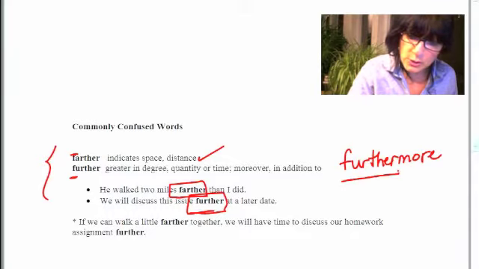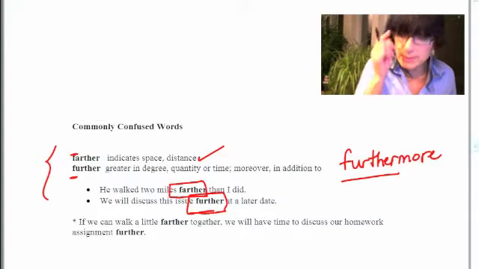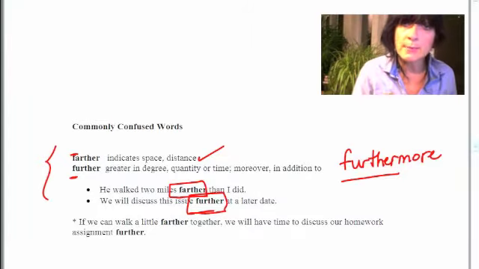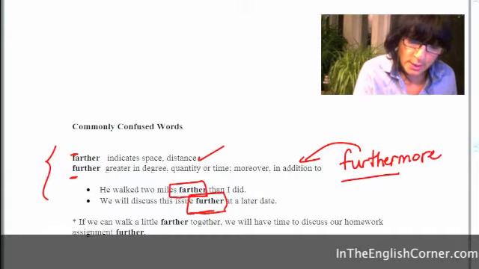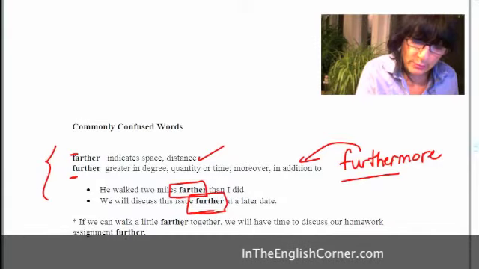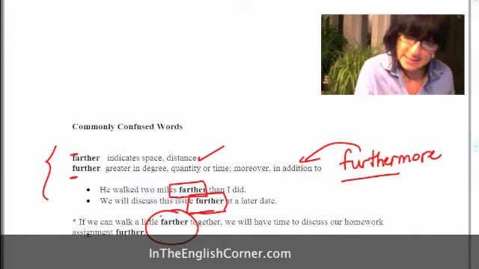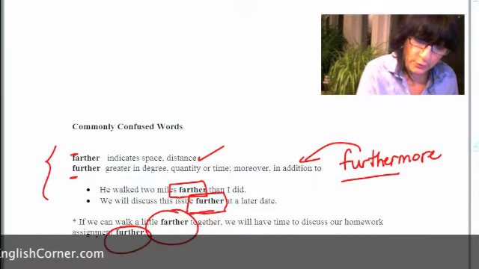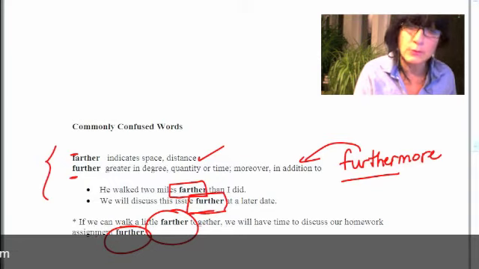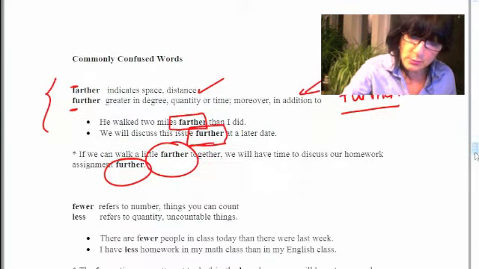Furthermore, which has the word further in it, would be used if I said to you, you came late to class. Furthermore, you missed the test. So you would be joining those ideas with the word furthermore, meaning in addition to. So I've used the two words in one sentence. If we walk a little farther, meaning distance, together, we'll have time to discuss our homework further, meaning in more depth, in greater degree. So that's how those words are used.